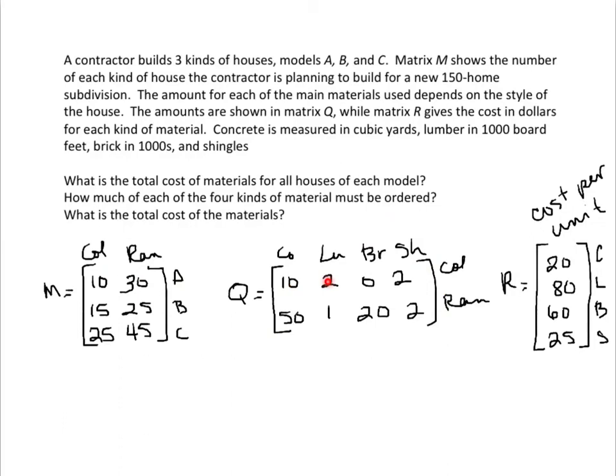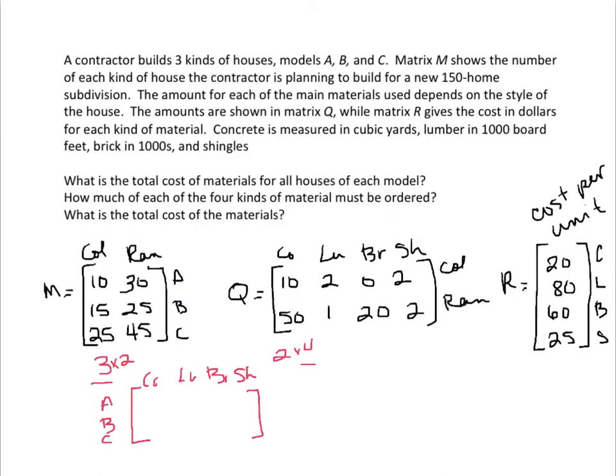But looking at the fact that this is a 3 by 2 and this is a 2 by 4, what I should recognize is that my solution is going to be a 3 by 4. So when you think about, well, what are those 3 and the 4? The 3 are going to be your models, and the 4 will be your materials: concrete, lumber, brick, and shingles. So that's going to tell you how much of each material you'll need for each model. You should have put this into your calculator. If you haven't, please do this multiplication now.